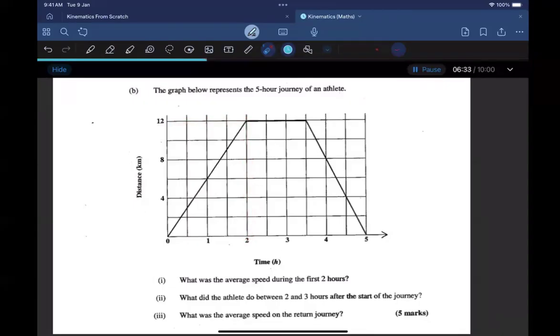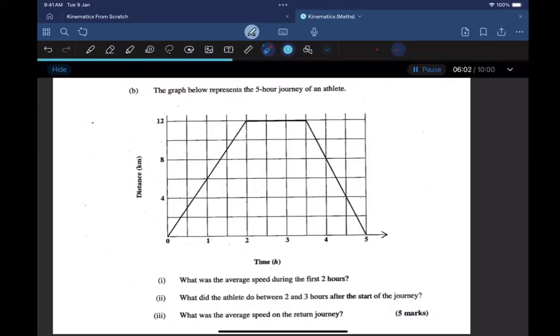So it'll be per hour. If it takes you 2 hours to travel 12 kilometers, I should really ask how much you could travel in 1 hour. If you travel 12 kilometers in two hours, how much could you travel in one? 6. Right. So the average speed would be 6 kilometers per hour, because in 1 hour you travel 6 kilometers.